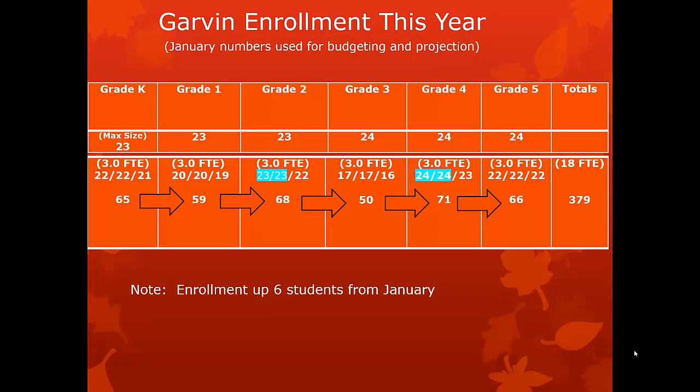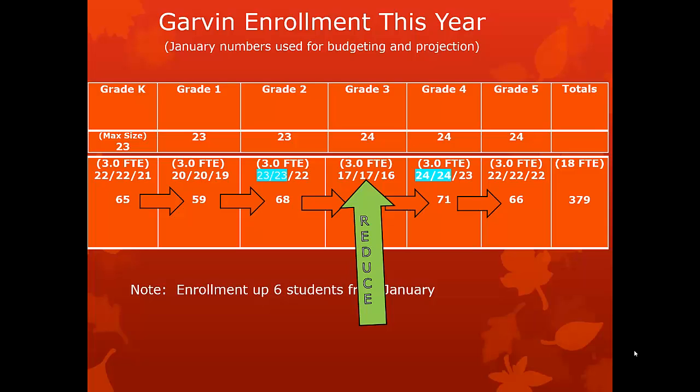Now, as you roll these forward or advance them, the K numbers become the grade 1 numbers. 1 becomes 2, 2 becomes 3, 3 to 4, and 4 to 5. In terms of the new K kids coming in, all indications are the numbers are holding stable. We usually have those final numbers around the end of July.